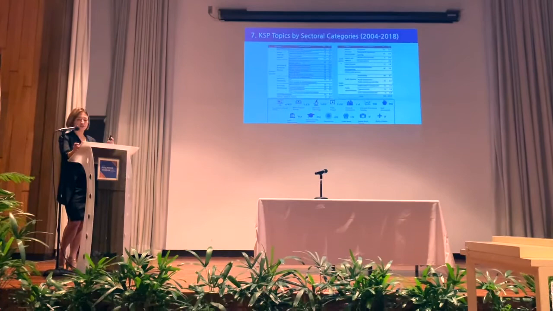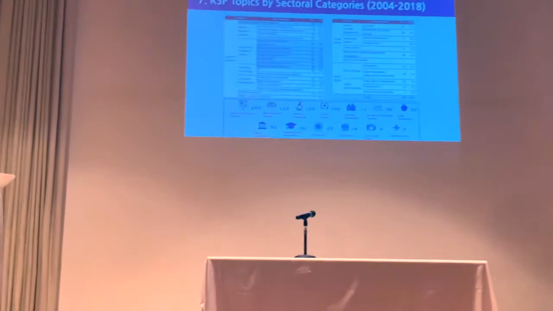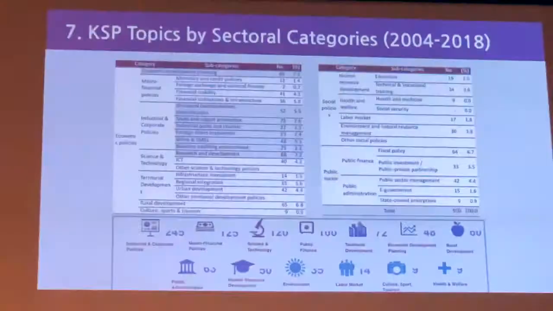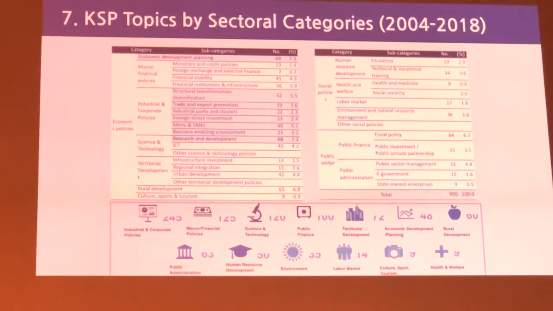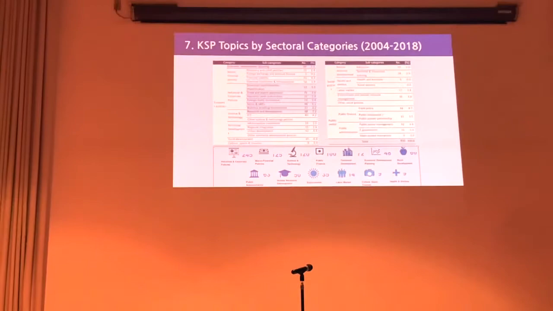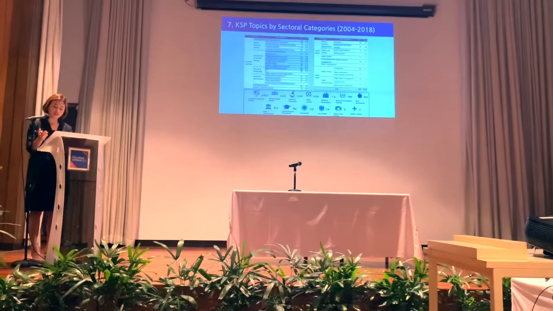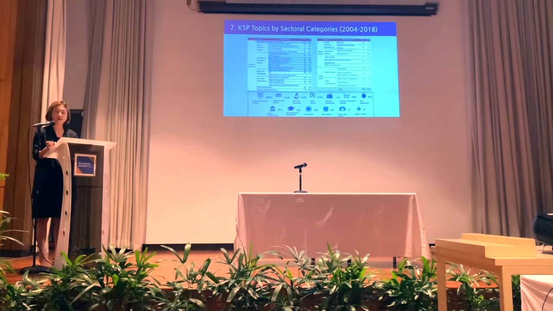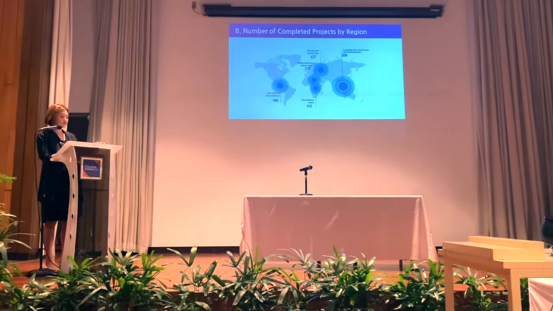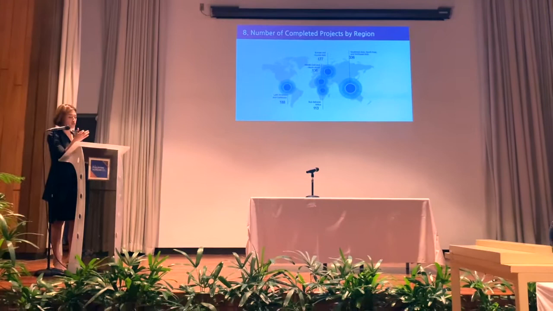This table shows the topics by sector conducted by the KSP program. At the early stage of KSP, there were many requests from partner countries regarding economic planning, industrial policy, and export promotion policy, very macro level policies. But these days, more specific and detailed consultation is conducted as requested by partner countries. In total, by region, about 1,000 projects were conducted. As you can see, there are regional variations worldwide.